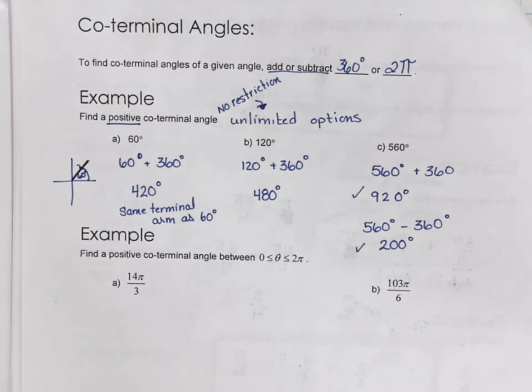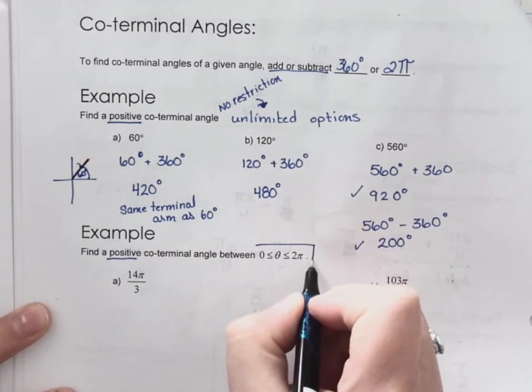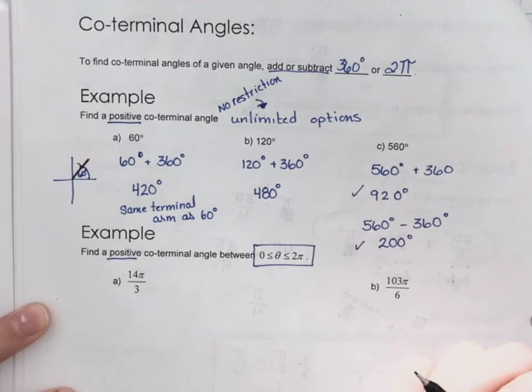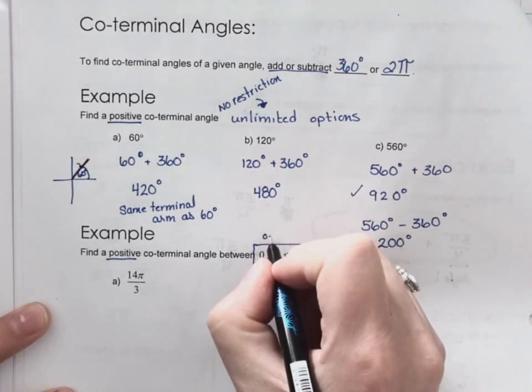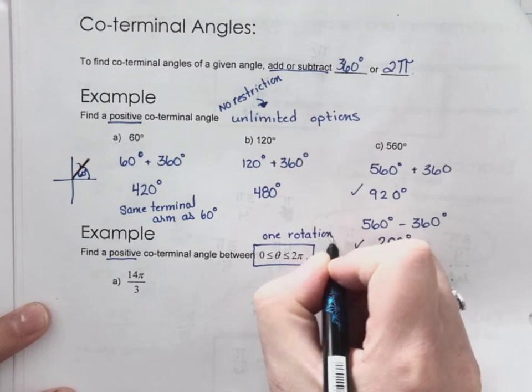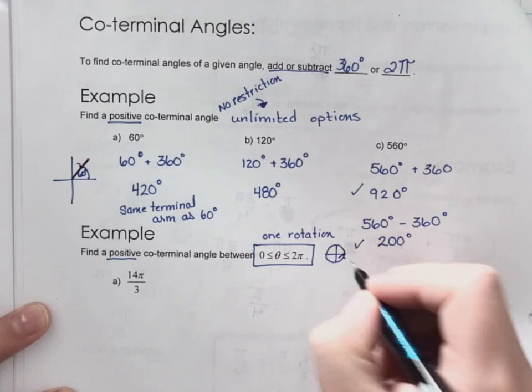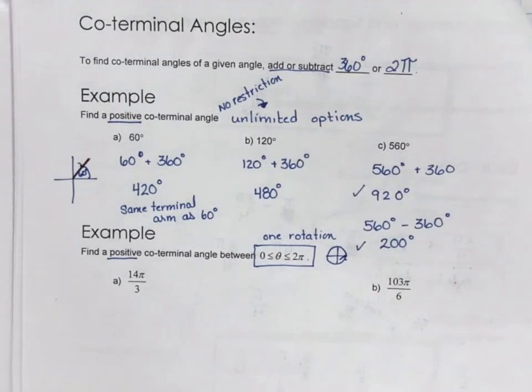Okay, so find a positive coterminal angle. Now it's giving me a restriction. So this is 1 rotation. It has to be between 0 to 360. So I called it 1 rotation because you can only go around the circle once. That's what that restriction is telling me. Restrictions are going to be your worst enemy, best friend, I'm not sure, but you get it.